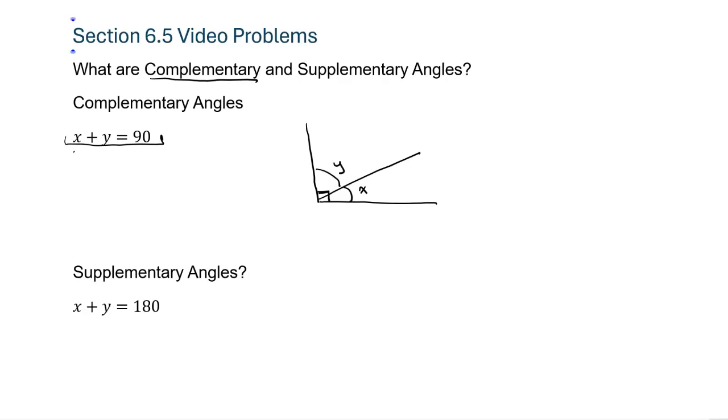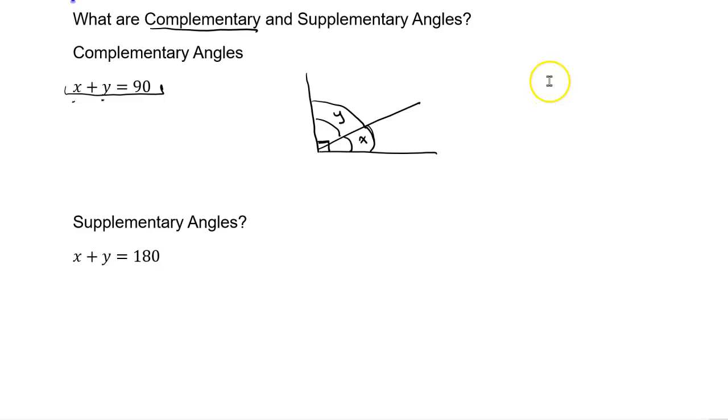So notice x plus y equals 90. If I take this part, which is x, and I add it to this part, which is y, it creates that 90-degree angle. So that's what a complementary angle is. Supplementary is really the same thing, except that it's out of a different total angle. It's 180 degrees. Okay, so complementary is 90, and supplementary is 180.